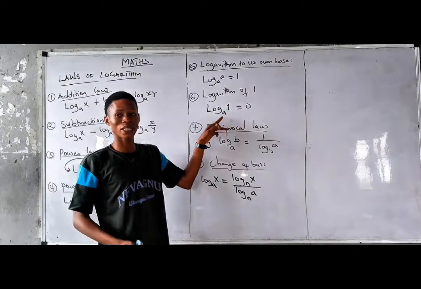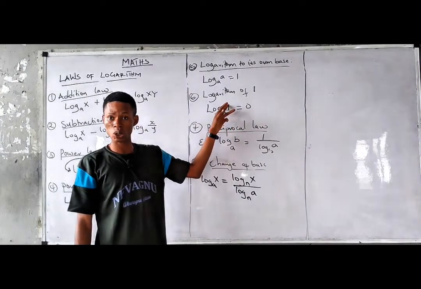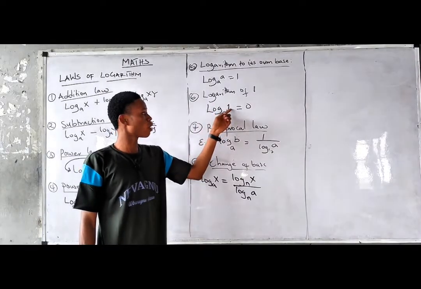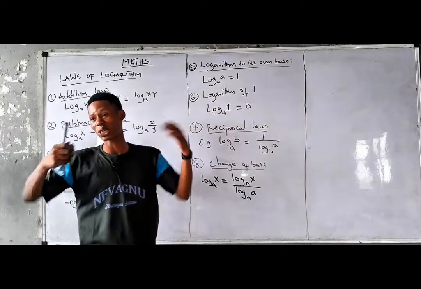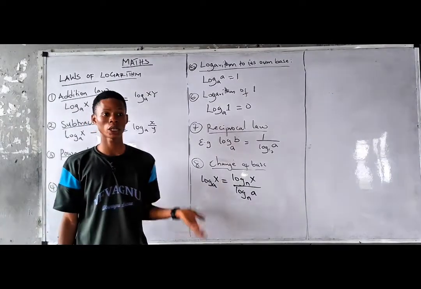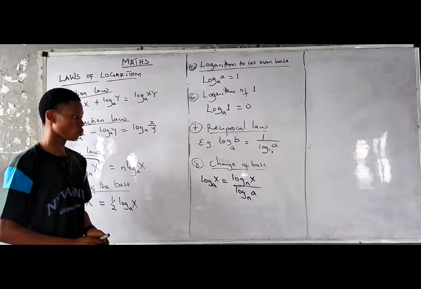If here was 10, 10 raised to power 0 is 1. 100 raised to power 0 is 1. Is it not? Silver raised to power 0 is what? 1. So logarithm of 1 is always 0. Don't check the base, because even if the base is 1 million, 1 million raised to power 0 is still 1. Good.